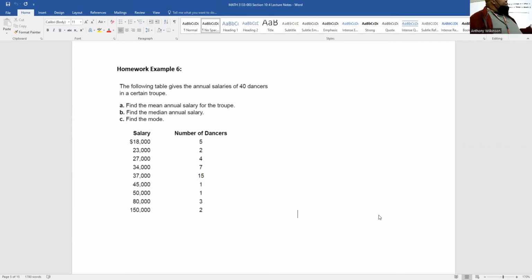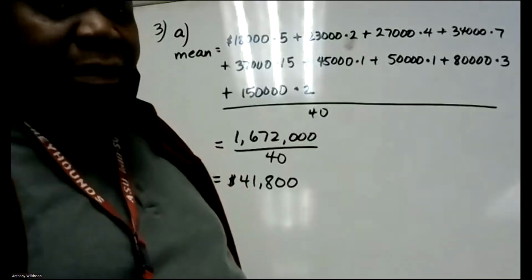And by the way, half of 40 is 20. So that means I have to look at the 20th and the 21st number. So the 20th and the 21st number, if I was to write out that data set, will be 37,000. So the median is 37,000. And what will be the mode here? 37,000, because 15 dancers have this salary of 37,000.